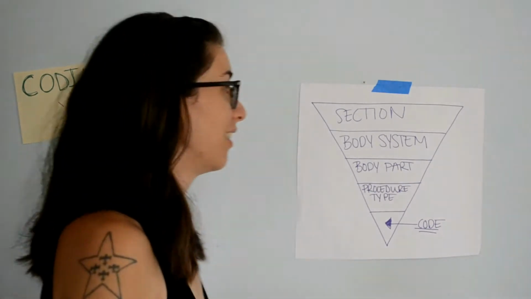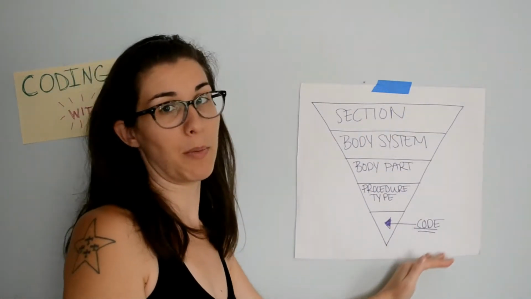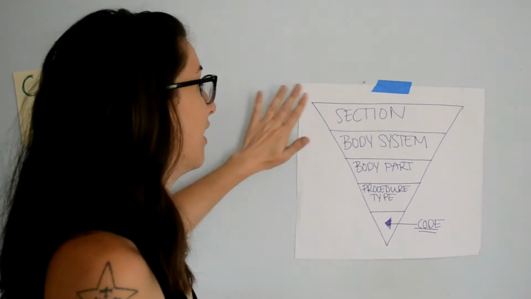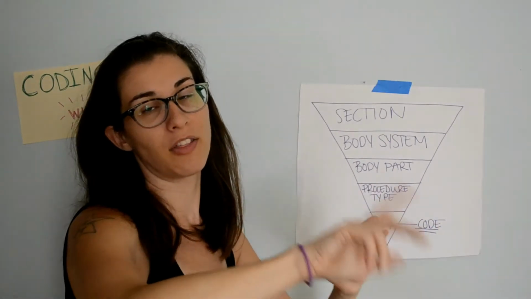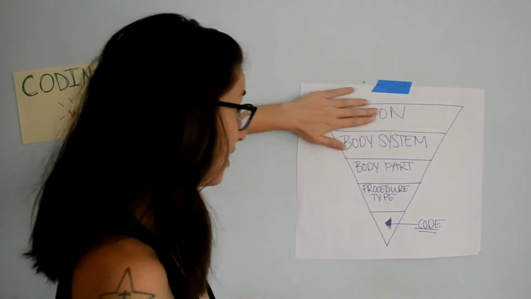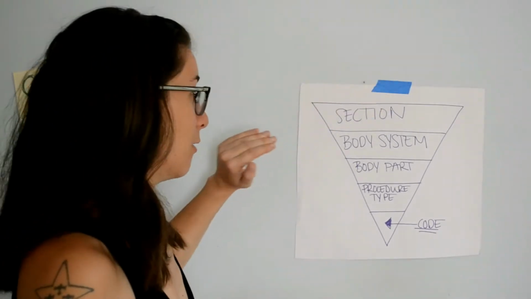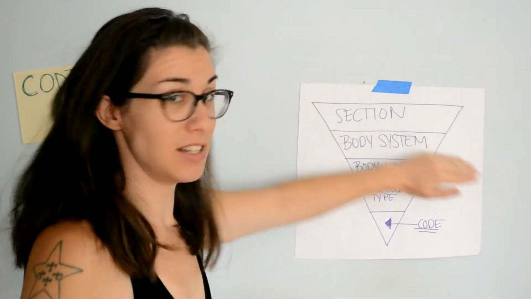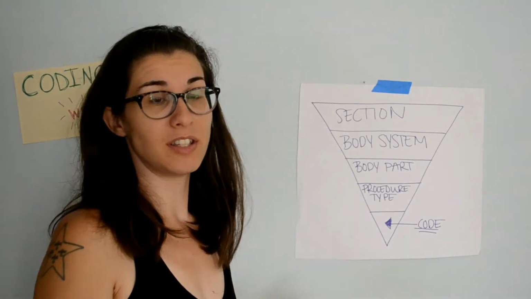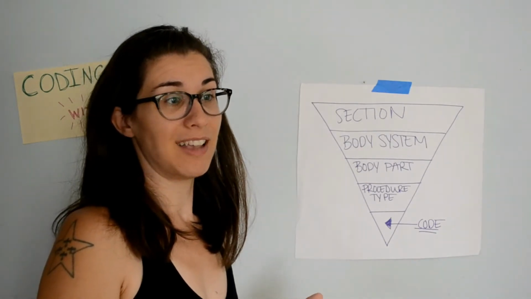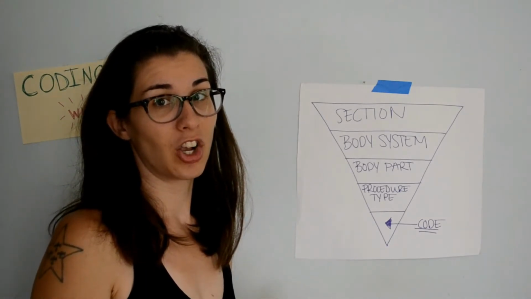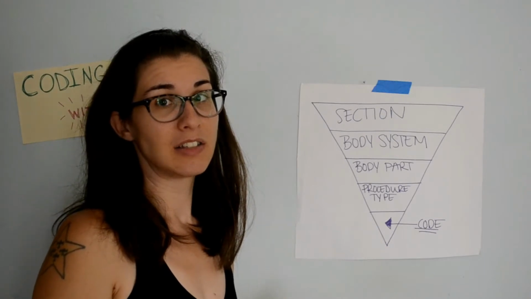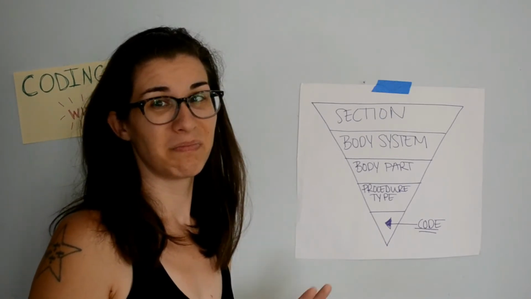So, within those sections, this is the diagram they gave me in my practice book. There are the sections: E&M, Radiology, Anesthesia, Pathology, Lab, Medicine, Surgery. That's the section. Within the section, you have the headings that say the body system: central nervous system, gastrointestinal system, urinary system, cardiac system, those.